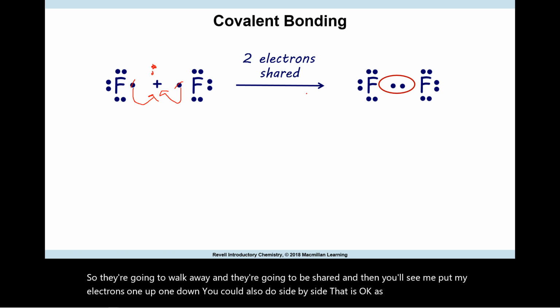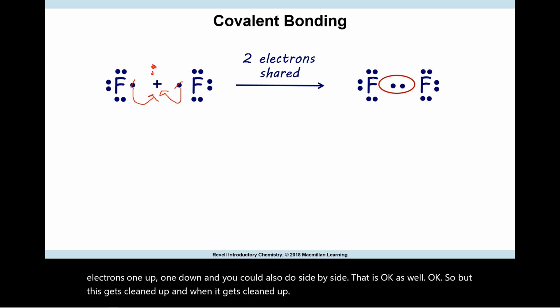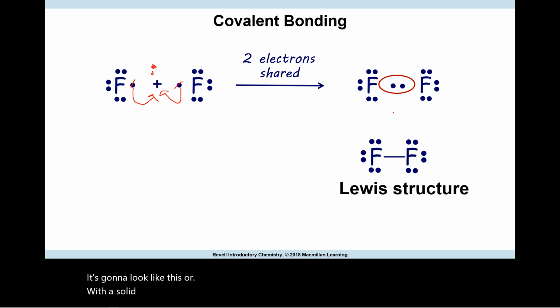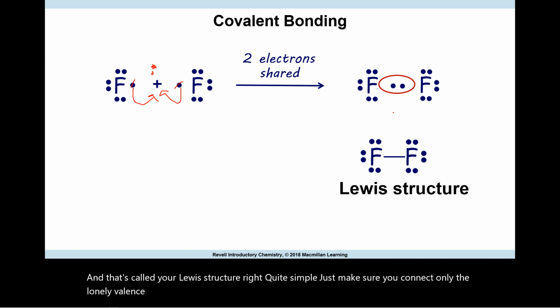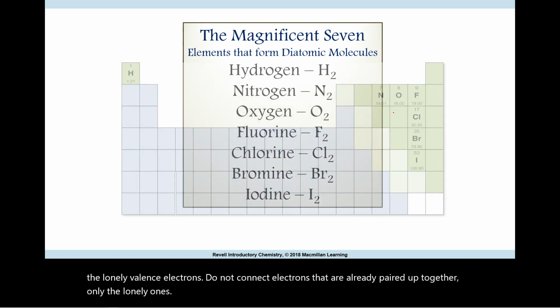Okay. So, this gets cleaned up, and when it gets cleaned up, it's going to look like this, or with a solid line. And that's called your Lewis structure, right? Quite simple. Just make sure you connect only the lonely valence electrons. Do not connect electrons that are already paired up together. Only the lonely ones. All right, we went over diatomic.